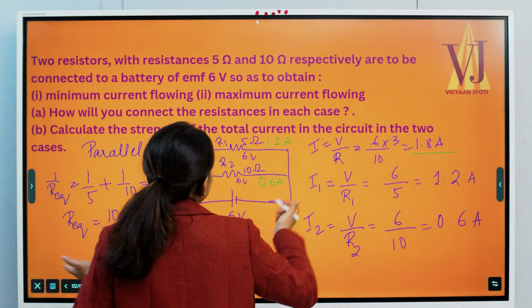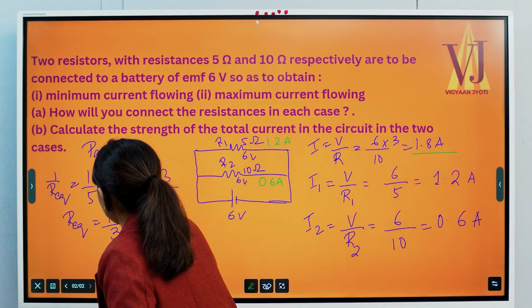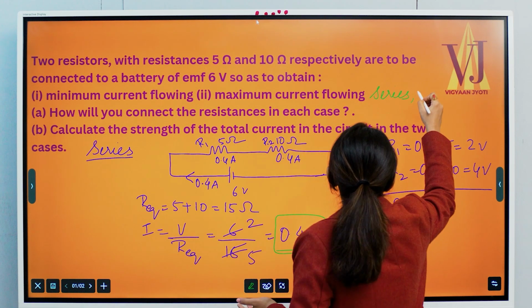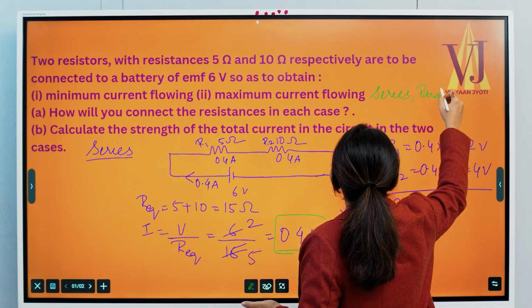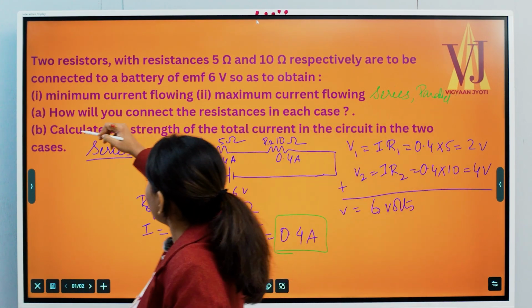Clear? So that means first will be series and then will be parallel. Clear? That means this question is done.